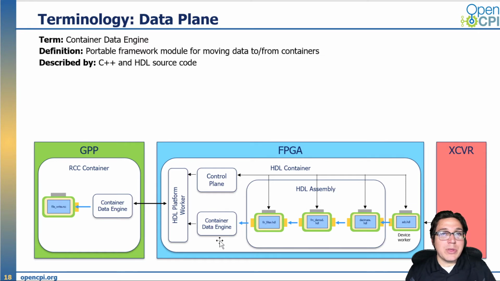And the data plane we use, the container data engine we use is called the SDP, meaning scalable data plane. And the scalable part of the name is to denote that the data plane supports multiple bit widths from 32 bits all the way to 128 bits. And that also flows through the platform worker, and we'll see that soon.